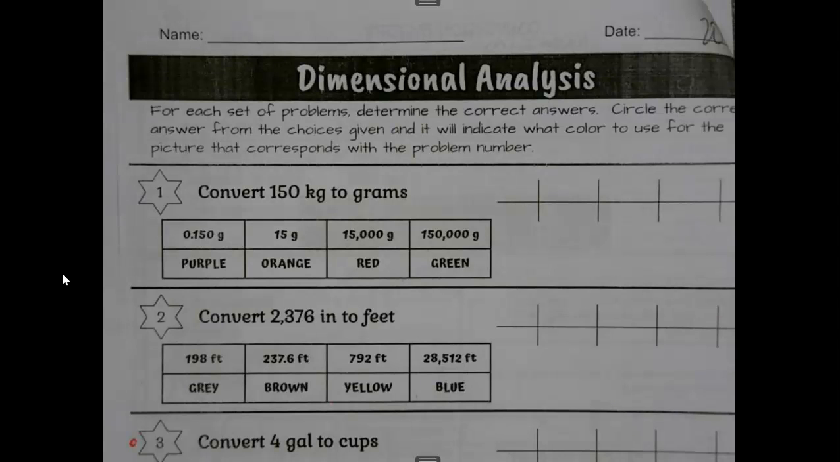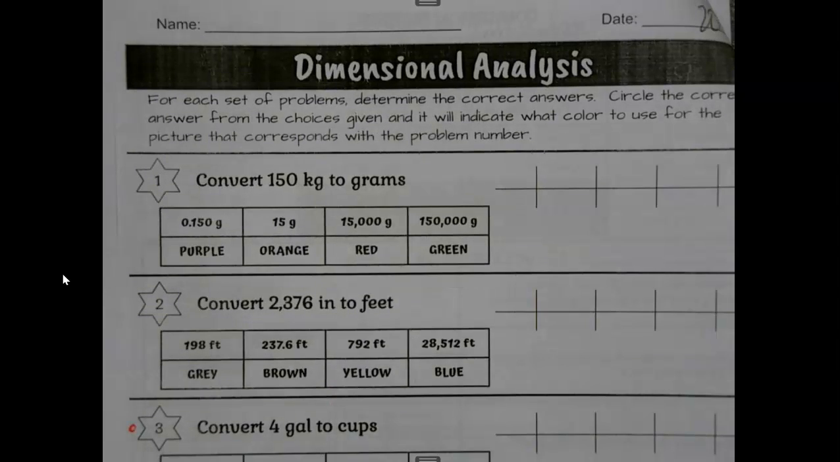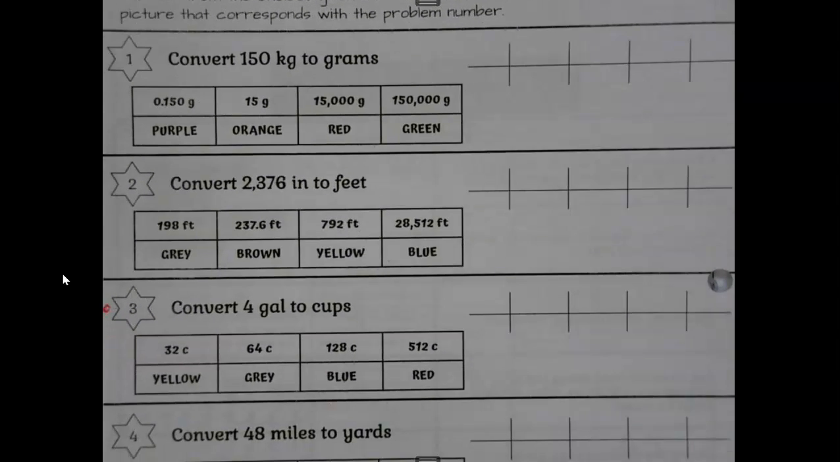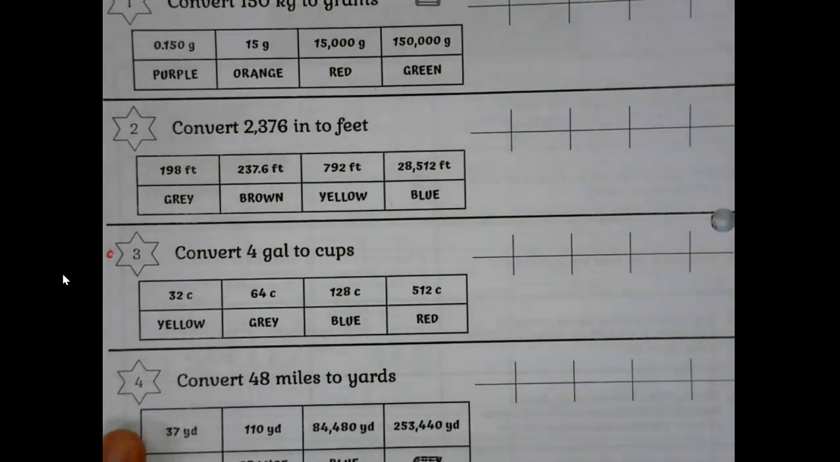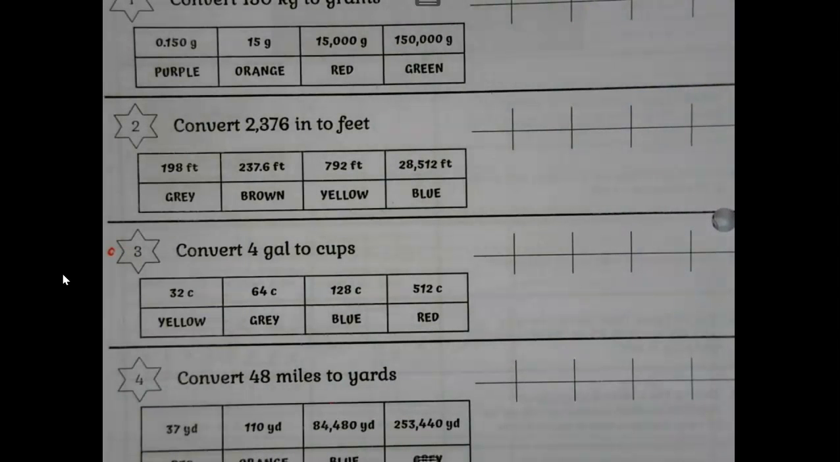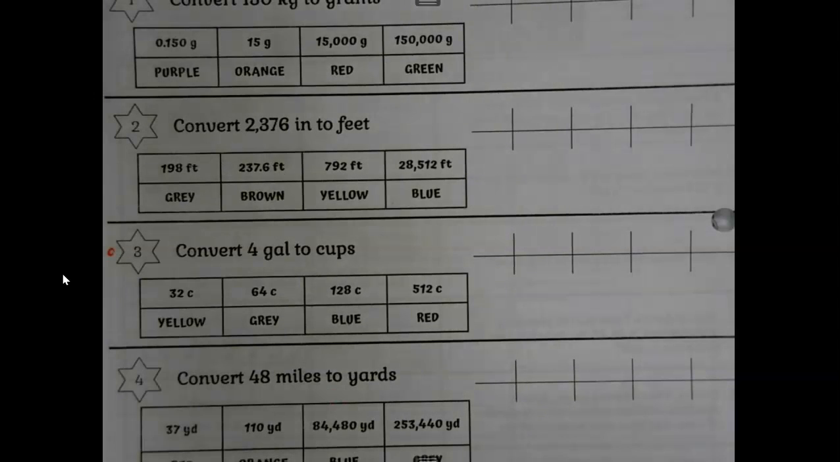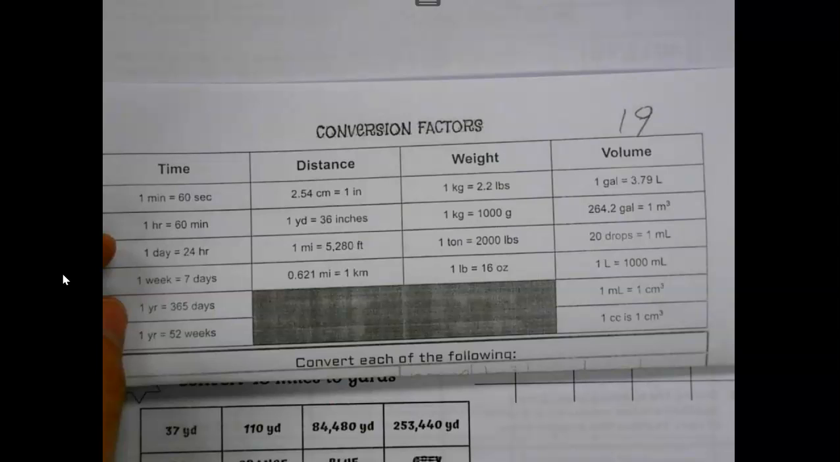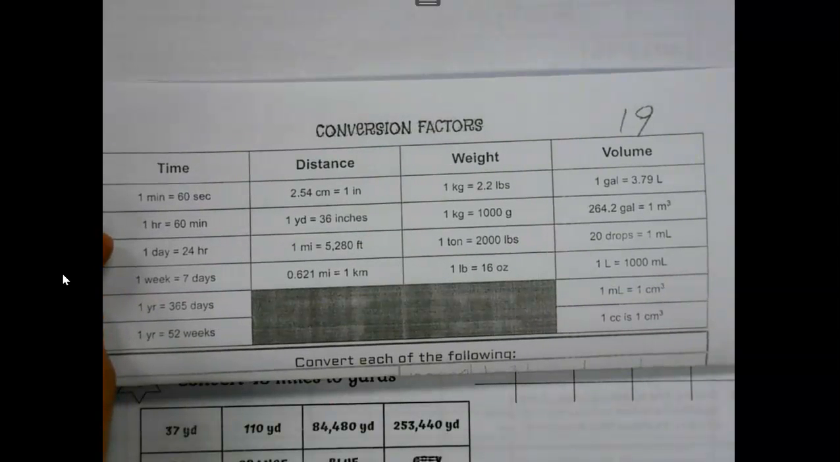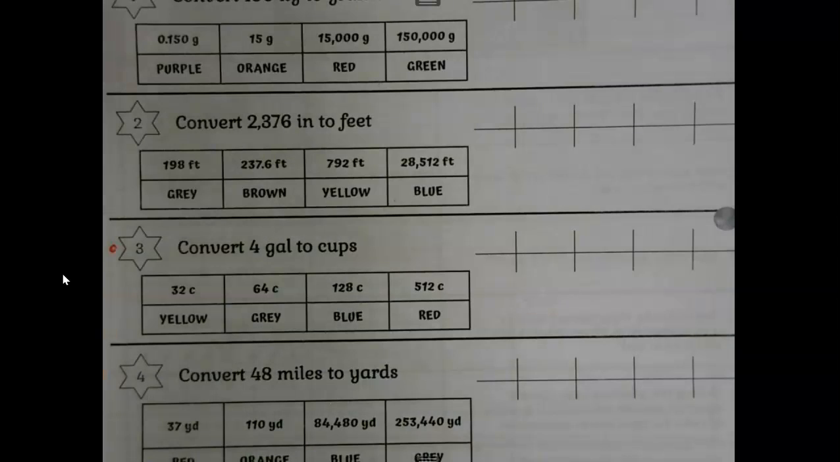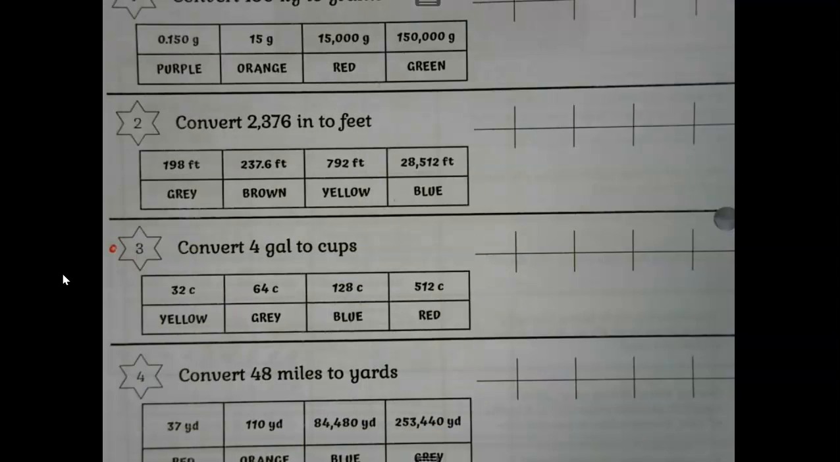I want to jump into some of these that I know aren't necessarily going to be on your sheet, at least your original conversion factors, to make sure we're all right. So I'm going to start here at number 3. We're going to convert 4 gallons into cups. So if I go to my conversion factors, I see gallons, but I don't see any mention of cups. So a couple of things to keep in mind here.